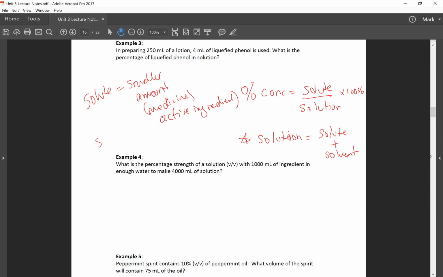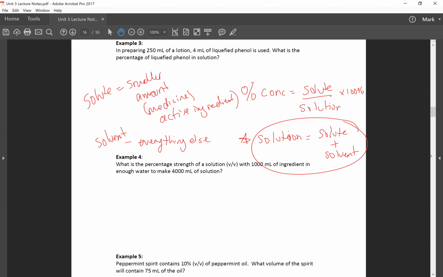The solvent is everything else. And together, they make a solution. So the solute is your medicine, your active ingredient. It's the smaller chemical. The solvent is like the liquid that you would add to make it. And then together it makes the solution.